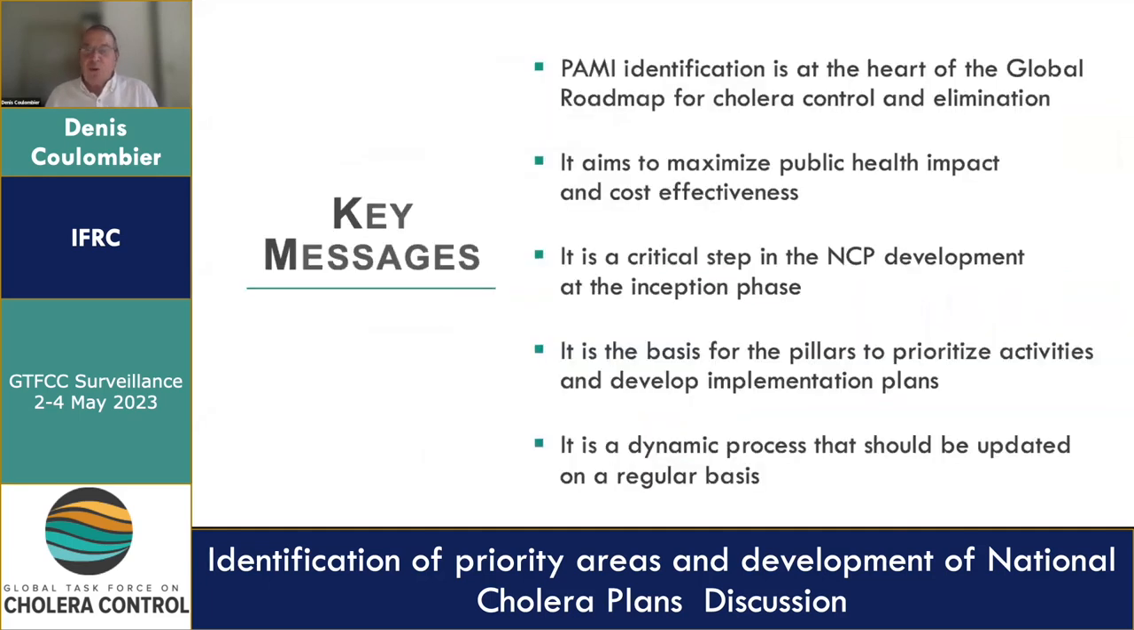And then in conclusion, I would like to stress the key messages. The PAMIS identification is really at the heart of the global roadmap for cholera control and elimination. The objective is to maximize the public health impact and cost effectiveness of intervention. It's a critical step in the development of the National Cholera Plan at the inception phase. And it is the basis for the pillars to prioritize activities and develop implementation plans in the other phases. And it's a dynamic process that should be updated on a regular basis. Thank you very much.